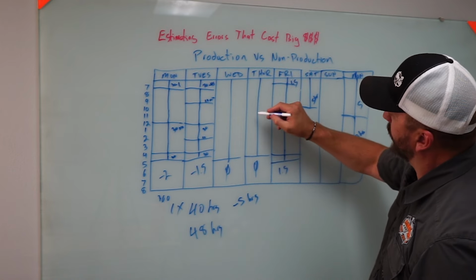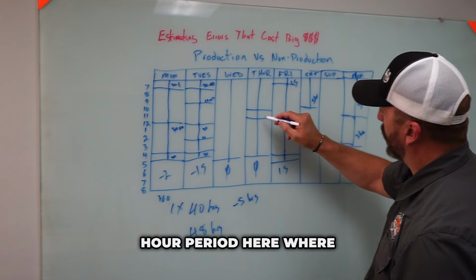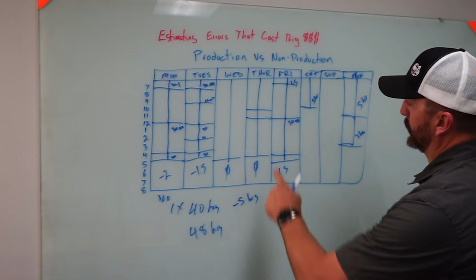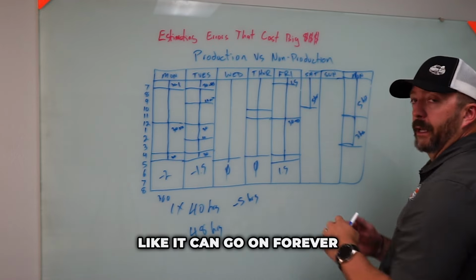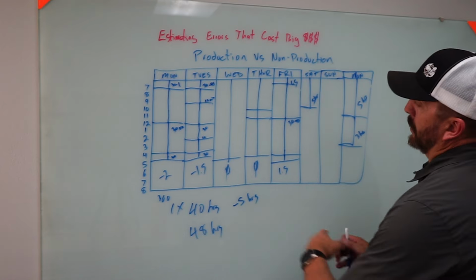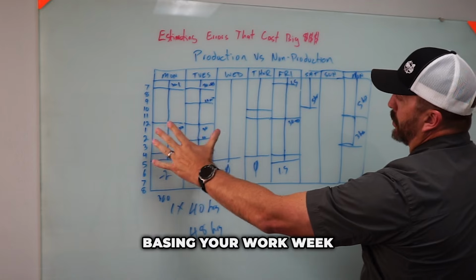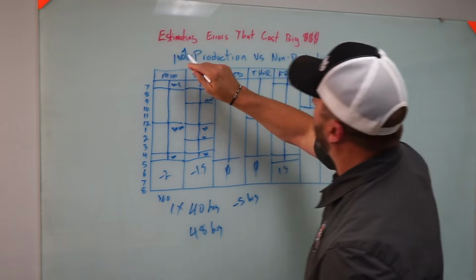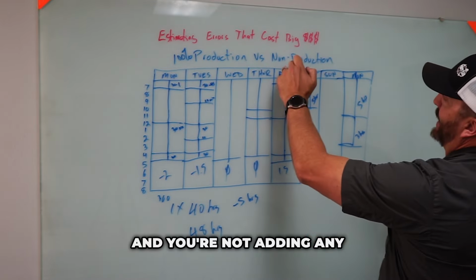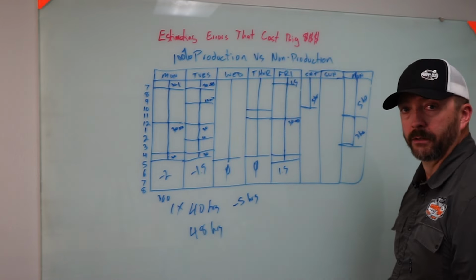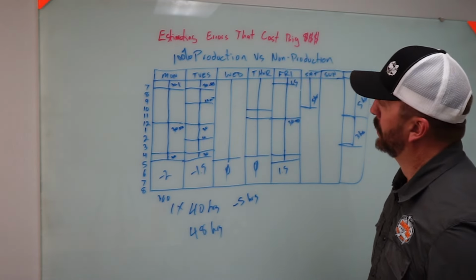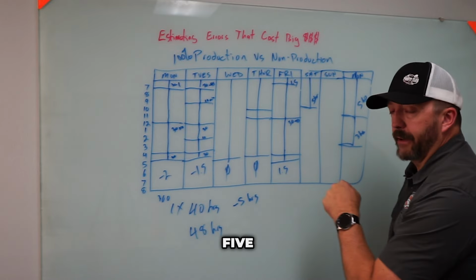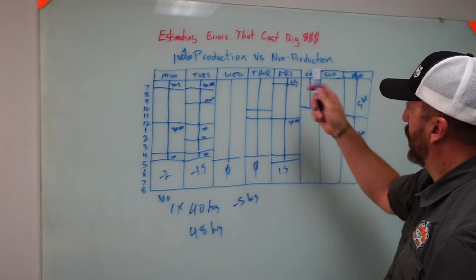Because I didn't put in over here, like, oh, this Thursday that we thought was great, actually, there's a 1 hour period here where we had to go back to the store and get different materials because they sent us the wrong materials. So now it's 6 hours, and it can go on forever. So what happens is you're basing your work week off a complete 100% of production time, and you're not adding any non-production time into your schedule, into the job. This is a realistic job on 1 week. It's very realistic to get 5 hours behind on non-production time.